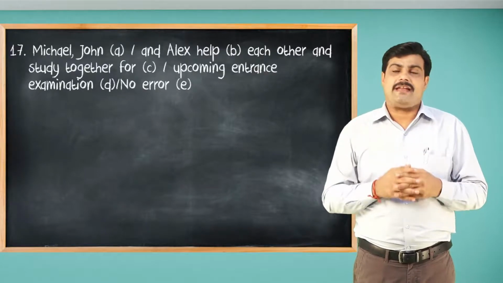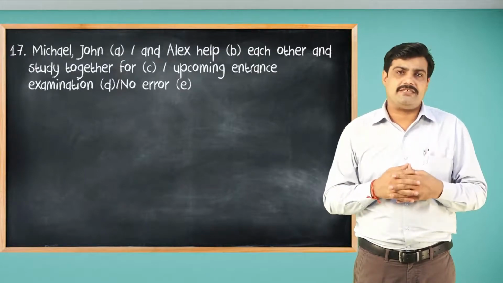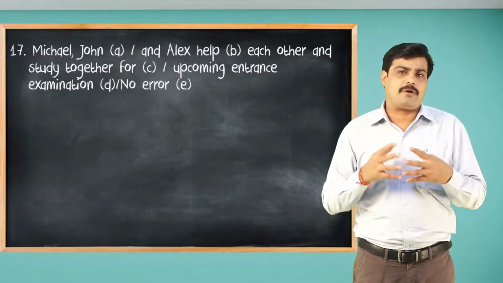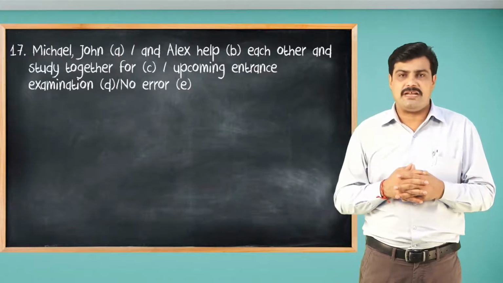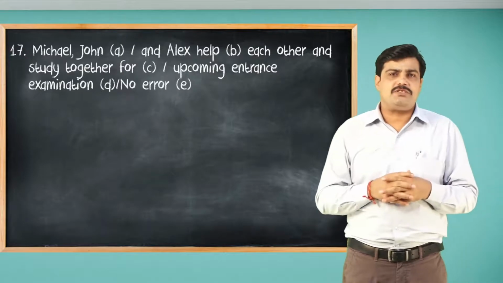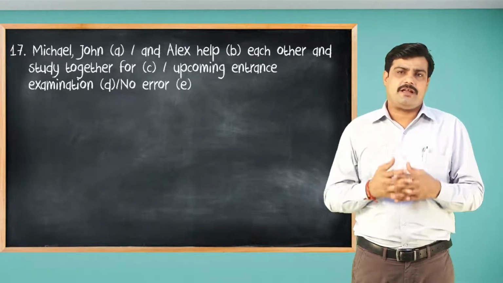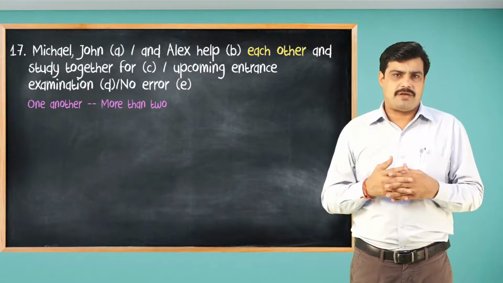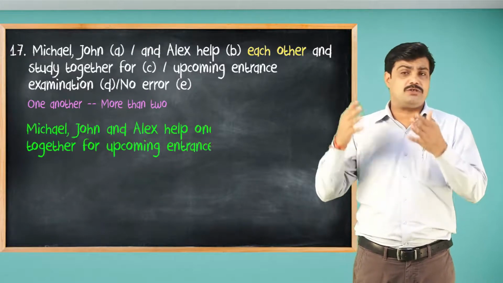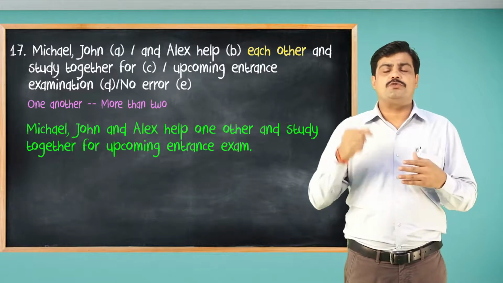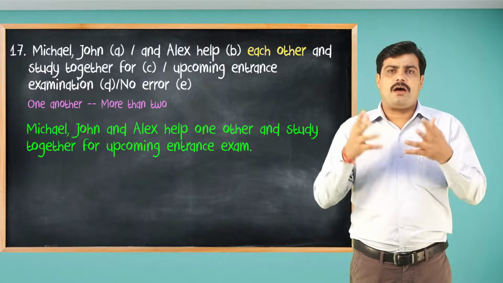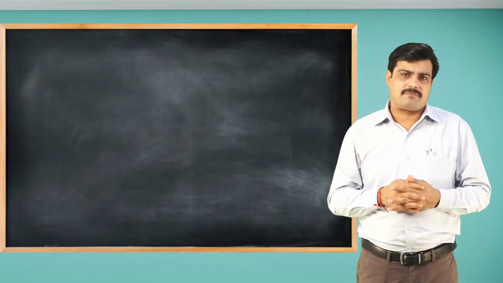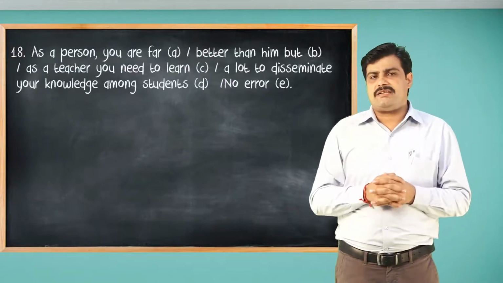Michael, John and Alex help each other and study together for the upcoming entrance examination. In this sentence, the use of each other is wrong as it is used for two. Here there are three, Michael, John and Alex. So use one another instead of each other. Now let us take another sentence.